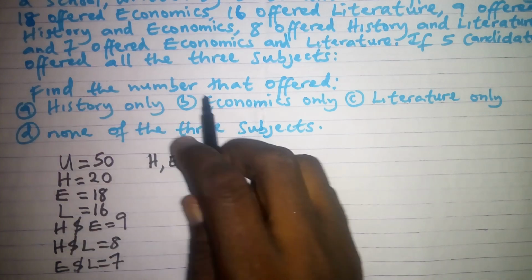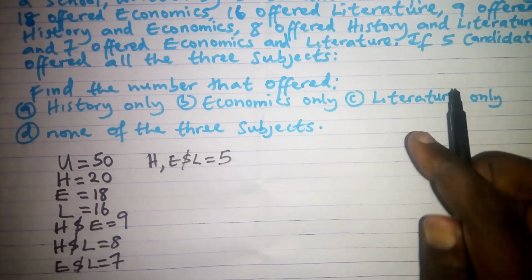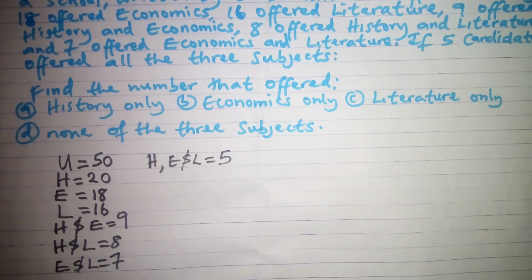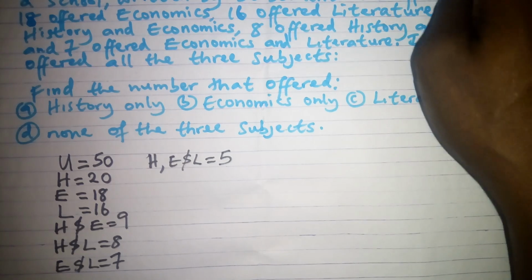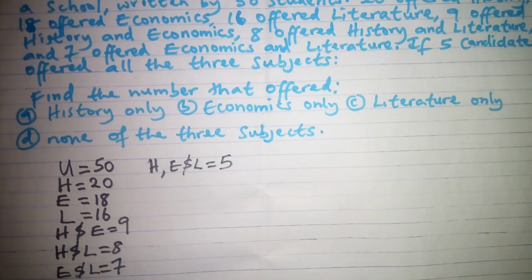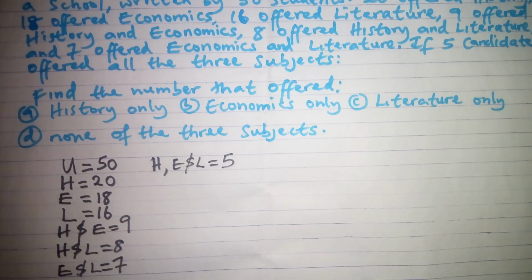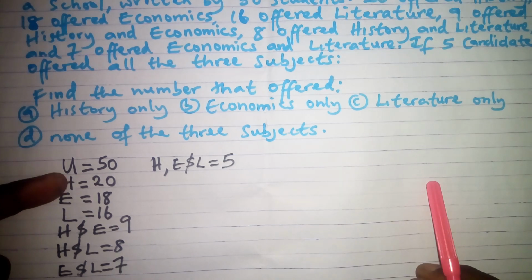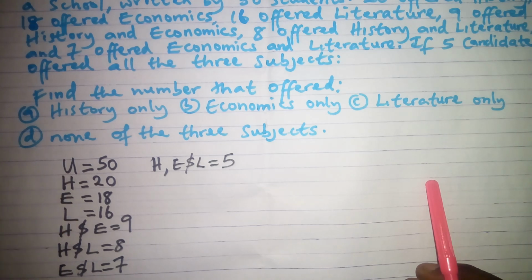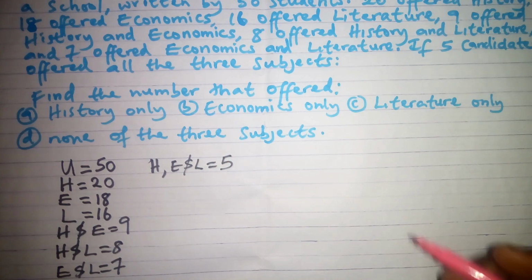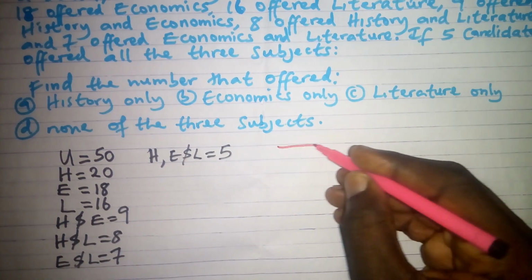And they now said find the number that offered history only, economics only, literature only, and none of the 3 subjects. Of course, this is the kind of question where only a Venn diagram can really help you get the answer. So representing this on a Venn diagram, we have 3 sets. What are the 3 sets? History, economics, and literature. And we now know that a number of the students offer the 3, so we are going to make those 3 circles intersect.